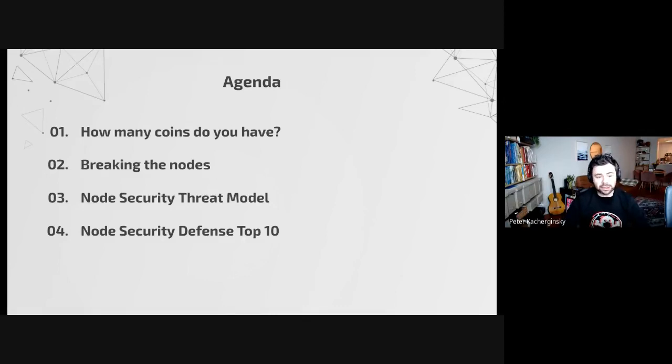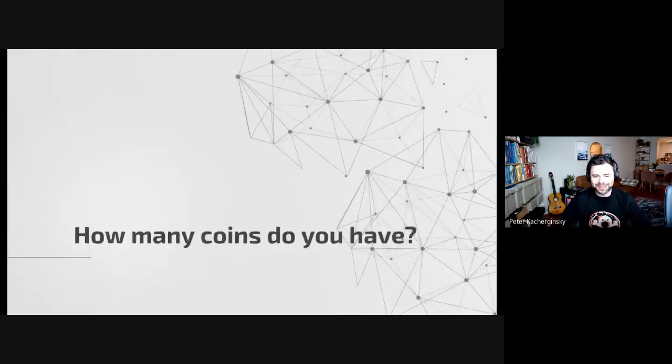Finally, I'll introduce a solid node security threat model for generic nodes, which you can apply later on to a specific node implementation. And most importantly, discuss a top 10 list of security defenses that you can implement today, whether you're a standalone operator or you're working for an exchange, and share lessons learned from trying to secure nodes of my own. So with that, let's talk about how many coins you have.